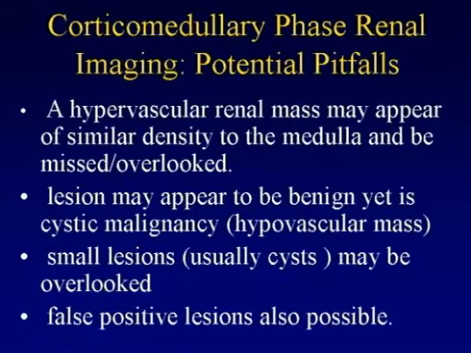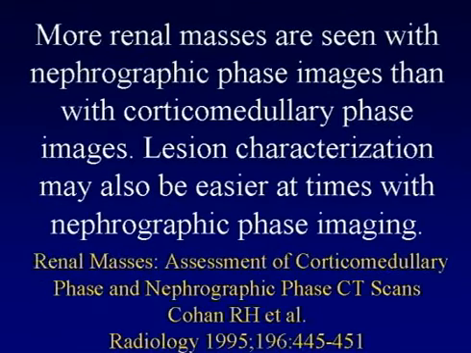Now there are pitfalls, and as I mentioned in the beginning, not every phase is perfect for all things. And a lot of articles, particularly when spiral CT first came along in the mid-90s, spoke about how corticomedullary phase imaging had significant pitfalls, particularly that masses might be missed, smaller lesions at the corticomedullary interface, and indeed that's possible. The problems with pseudo-enhancement, the problems where lesions may appear to be benign, yet are cystic malignancies, or the reverse. And again, the possibilities of having problems picking up smaller lesions. But most of that issue was really 1995 in that early spiral CT era.